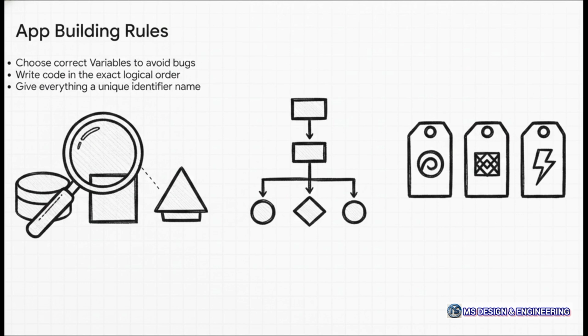And number 3, never, ever repeat names. Every single button, label, and form needs a unique identifier, so your code always knows exactly which specific element it's talking to behind the scenes.